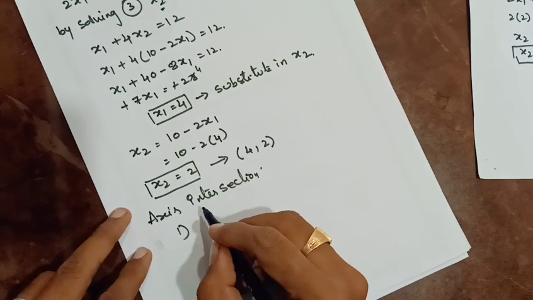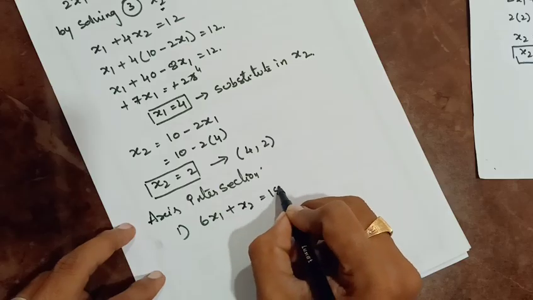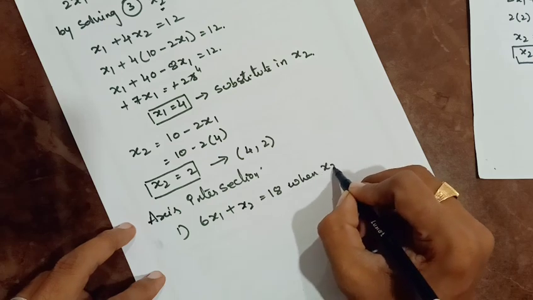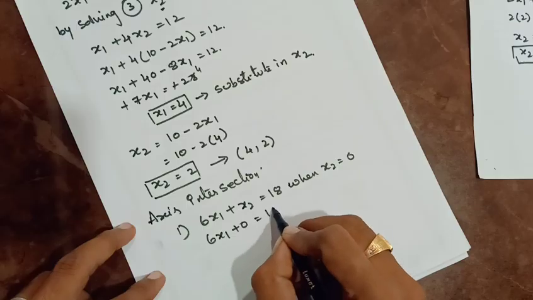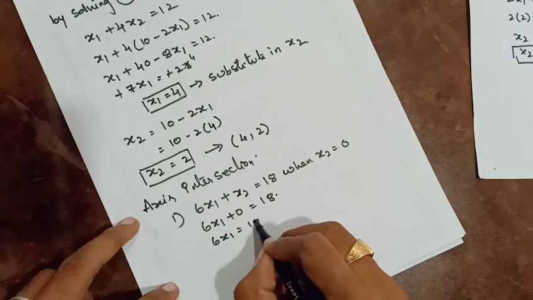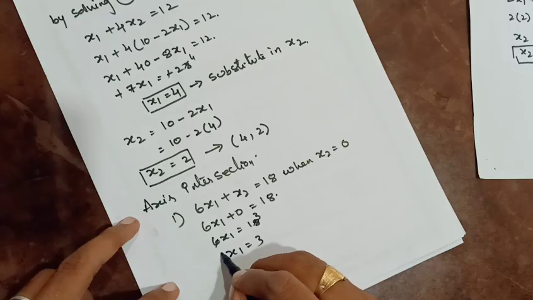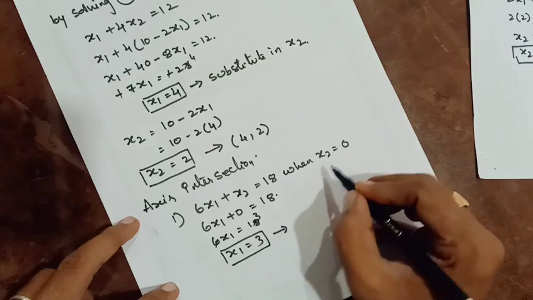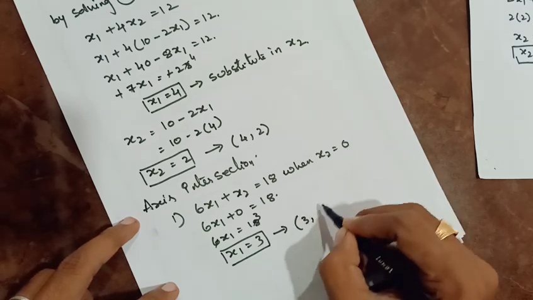So the first equation is 6x1 plus x2 equals 18. When x2 is equal to 0, that means 6x1 plus 0 equals 18. So 6x1 equals 18, so x1 is equal to 3. That means here we are getting a point: when x2 is equal to 0, x1 is 3, x2 is 0.